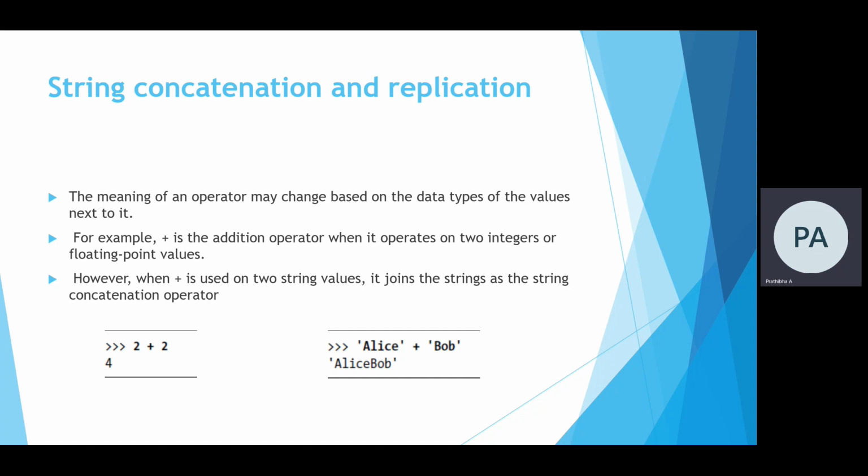Take an example, 2 plus 2. I have used the operator between two integers, and I get the result 4. Here I have used it with two string values, so it acts as concatenation. Concatenation is the joining of two strings. Alice and Bob are the two strings, and the plus operator between them makes both of them be joined. This is concatenation.